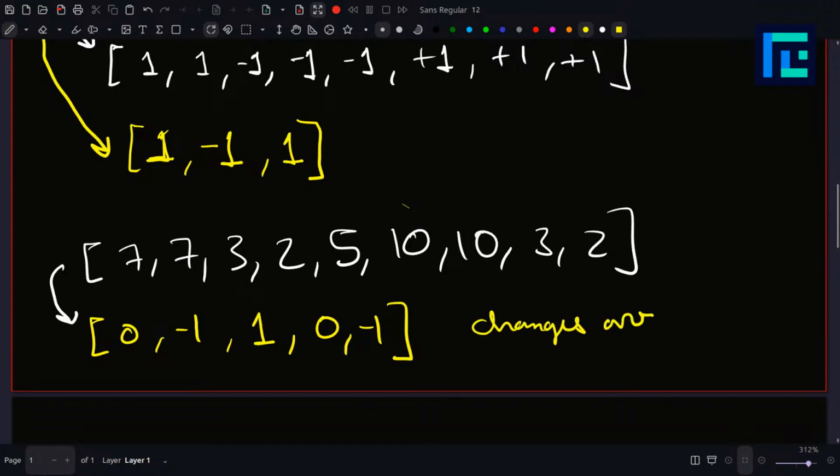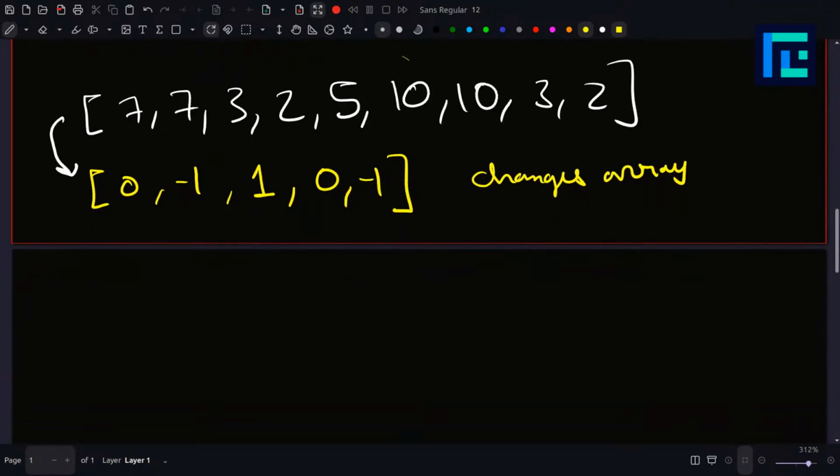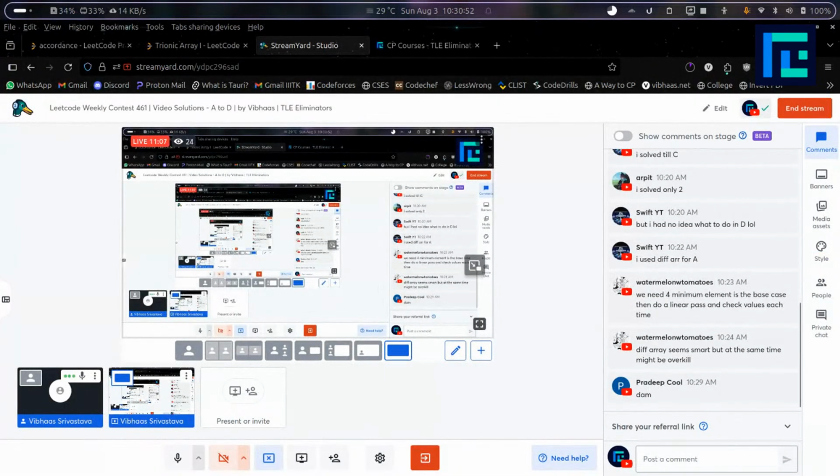So this will be the final changes array for the given array. Okay, changes array. And as you can see, the changes array shows the broad picture of what exactly is happening in the structure of our array. So for example, we know that our array stays constant for some time. It decreases for some time, then it increases for some time, then it stays constant again, then it decreases. So we have a rough idea of how our array is shaped using the changes array. So it's kind of representing the deeper idea of decreasing and increasing order in the array.